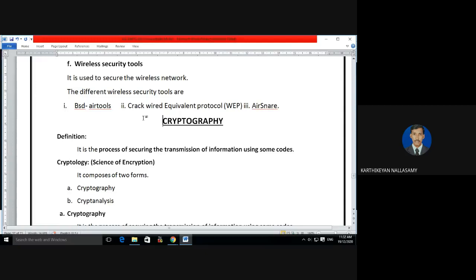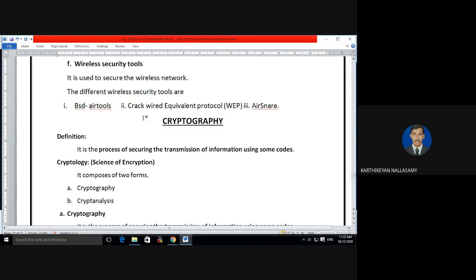The next topic I will move on to is cryptography. I don't need to go into much depth on these things because you already studied them. Here I'm just going to tell you what is what, but I'm not going to have a depth discussion on these topics.